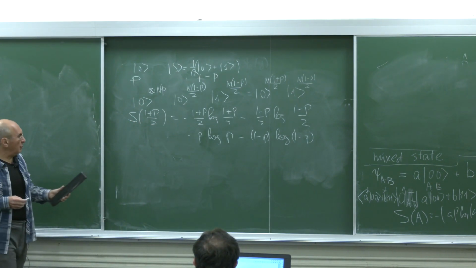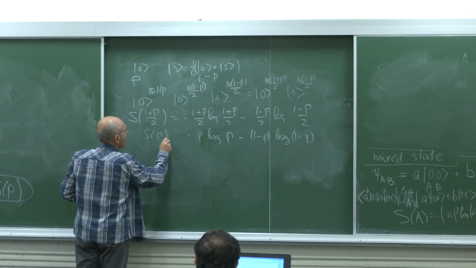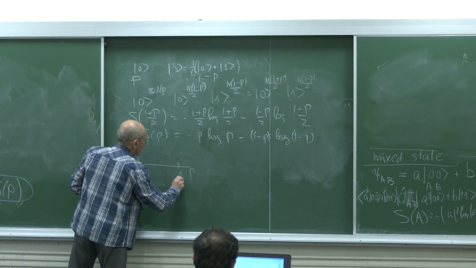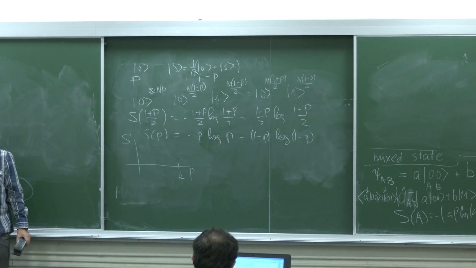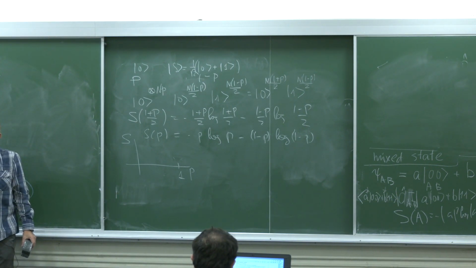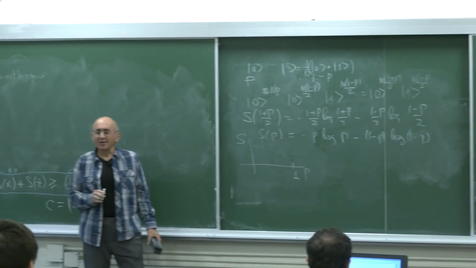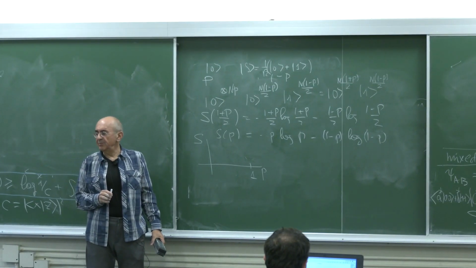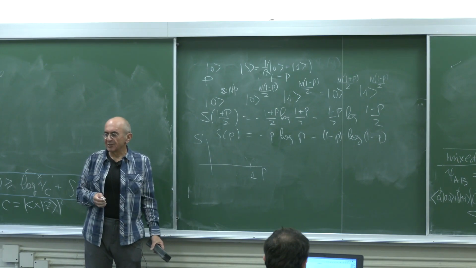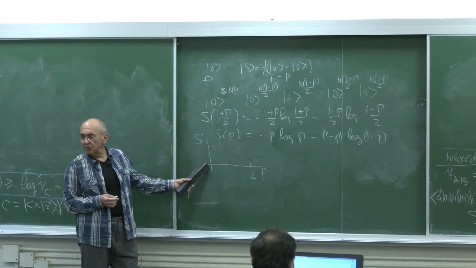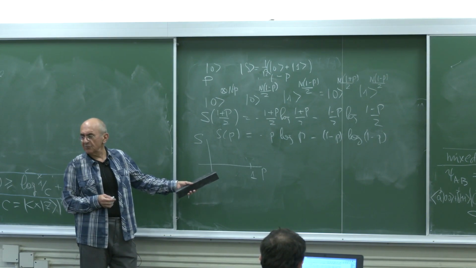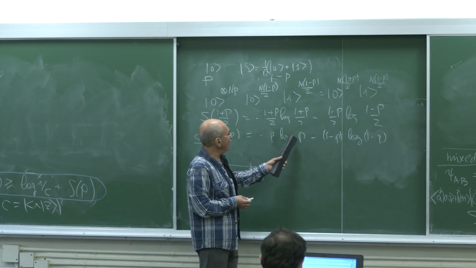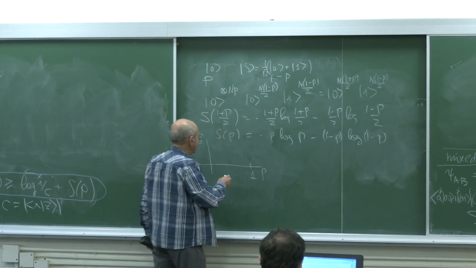And do you remember how this S of p looks? It's between 0 and 1. Somebody remembers how the entropy of a qubit in which we send one part as p. Anyway, this is called a Bernoulli distribution. When p goes to 0, it's 0. When p goes to unity, it's 0, and it's symmetric. And when p is equal to 1/2, trust me, it's 1/2 log 2 plus 1/2 log 2. So this is something which is like this.